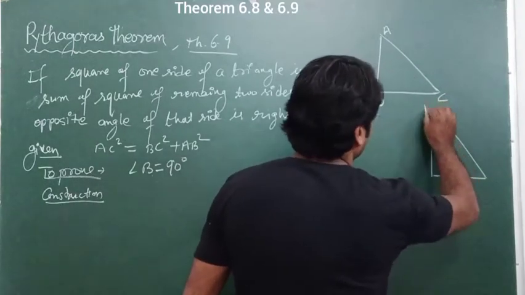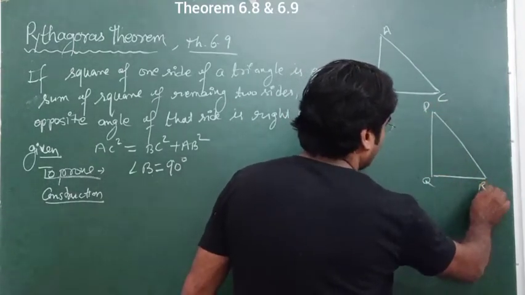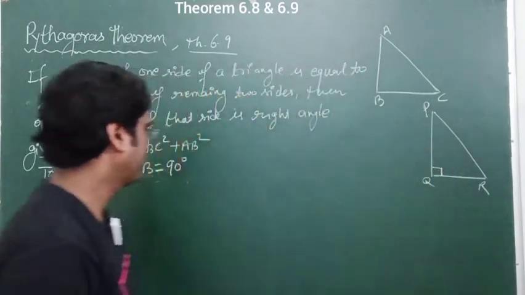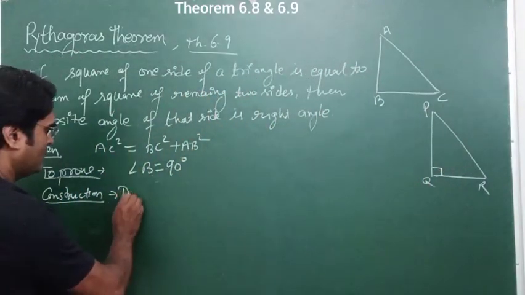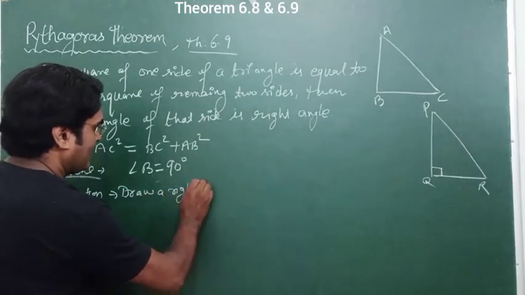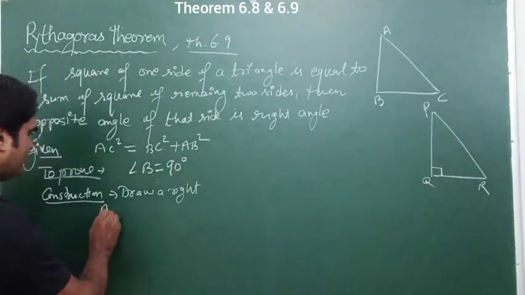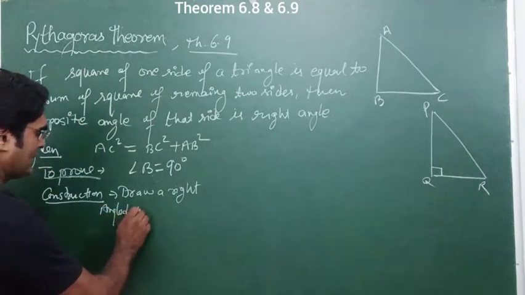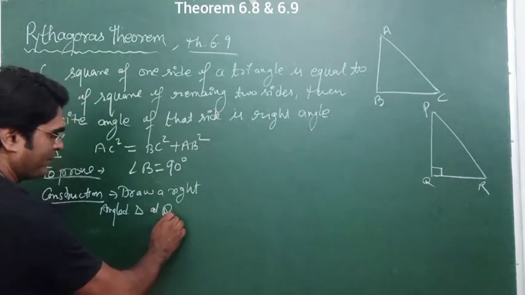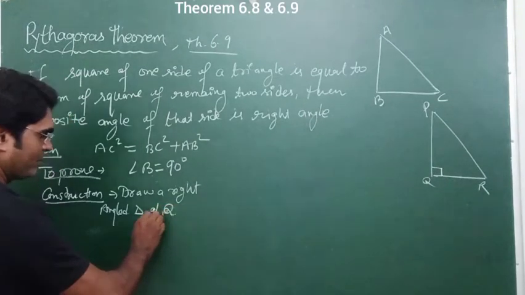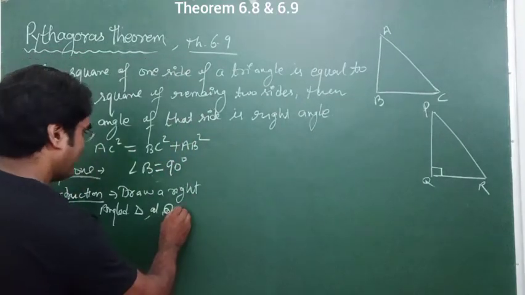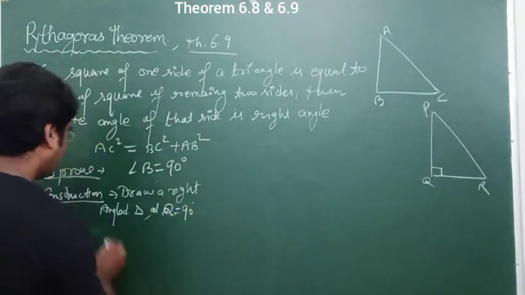Draw a triangle PQR with angle Q equal to 90 degrees. Draw a right angle triangle at Q. The right angle triangle at Q is 90 degrees.